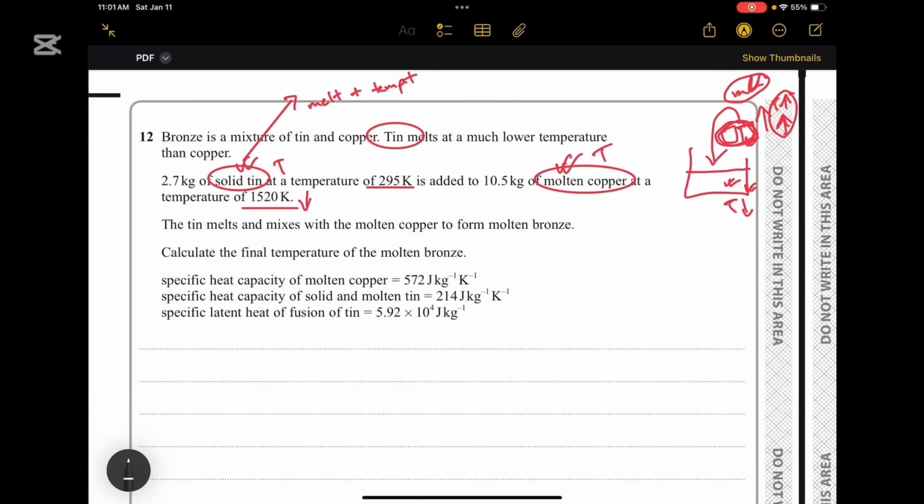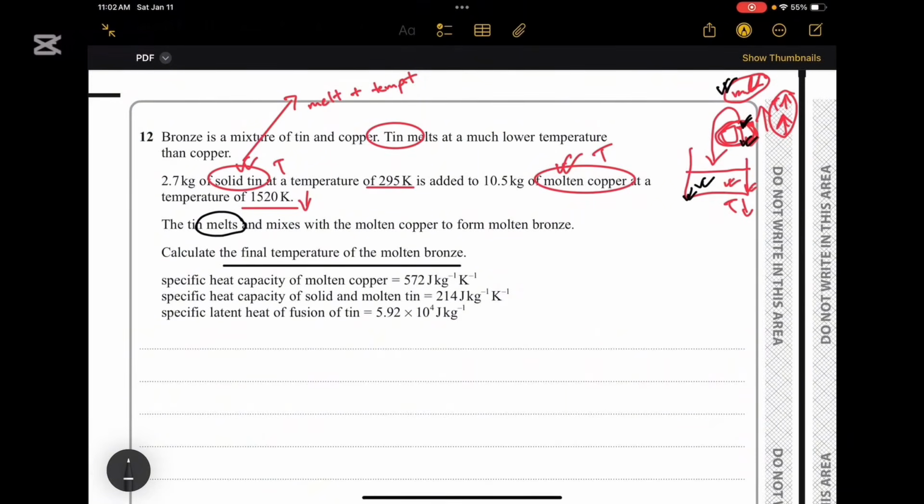So basically the tin melts. They have said the tin melts and mixes with the molten copper to form molten bronze. They have asked us to figure out the final temperature of the molten bronze. So basically what we can write down right here is, I'm making you understand again, the energy of the hot water will be transferred to melt the ice cubes, and then increase the temperature of the water from the melting of this ice cube.